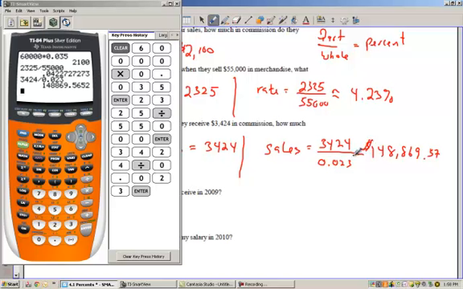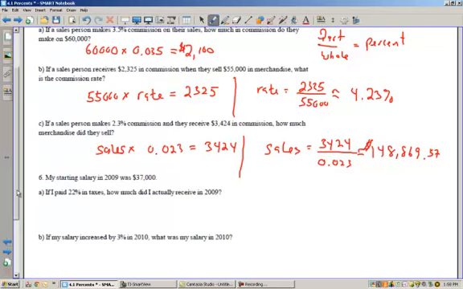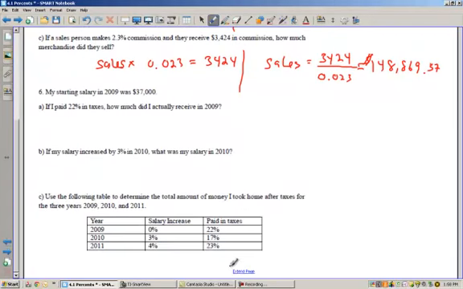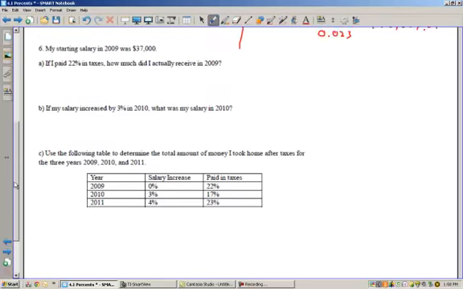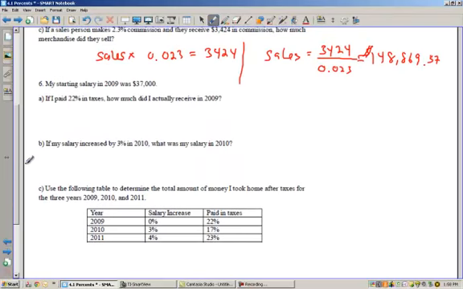Okay, let's clear this out again, and let's take a look at number 6. Right, so on number 6, it says my starting salary in 2009 was $37,000. If I paid 22% in taxes, how much should I actually receive in 2009? So the idea is you take $37,000, and you want to figure out how much of that $37,000 you actually got.